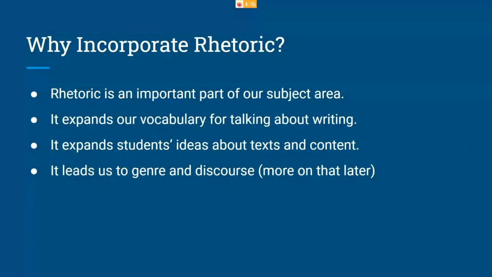So why talk about rhetoric? First off, rhetoric is an important part of our subject area, right? We get to lay claim to one of the oldest academic disciplines in human history. We might as well run with it. And rhetoric gives us the vocabulary, the terms, the concepts to talk about writing in ways that are more expansive than our students have experience with coming from high school and from their prior educational experiences.